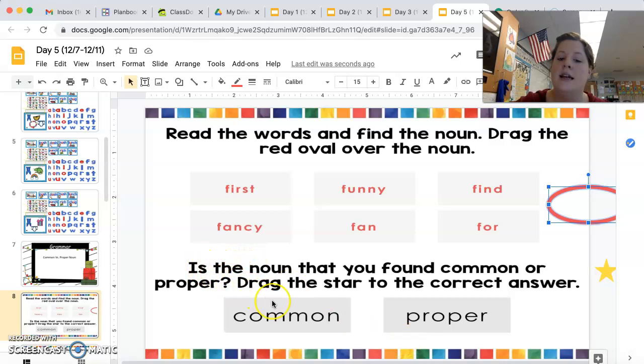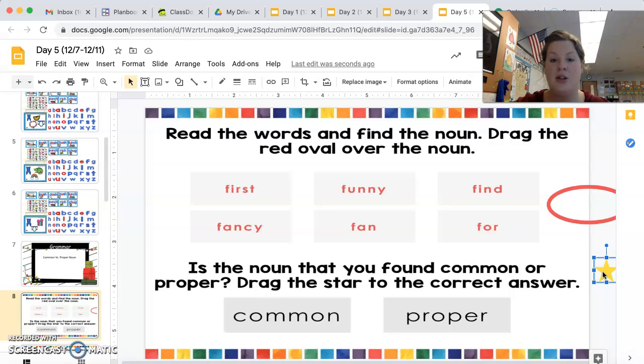And then it says, is the noun that you found common or proper? Drag the star to the correct answer. So if it's common, it's one that we use every day. It doesn't start with a capital letter. If it's proper, it's a name or something like that. We would use a capital letter. So you're going to move the star if it's common or proper.